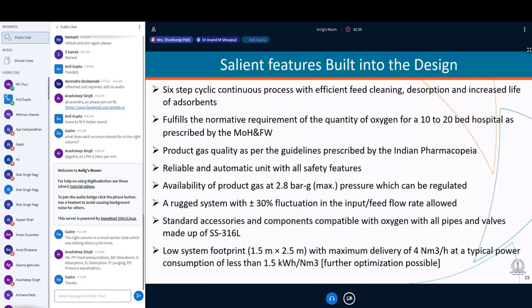And coming to the last points, we have used all stainless steel material as specified in the Pharmacopoeia. Stainless steel will ensure that there is no corrosion or any such related challenges in subsequent operational time. The footprint is typically between 1.5 to 2.5 meters, and the system can deliver up to 4 normal cubic meters per hour, whereas we operate it at 3.5 normal cubic meters per hour. The average power consumption is about 1.5 kilowatt hour per normal cubic meter, which can definitely be optimized substantially. Next slide, please.